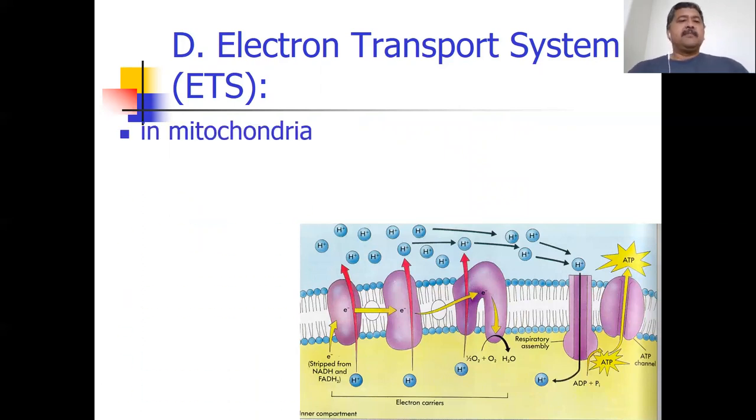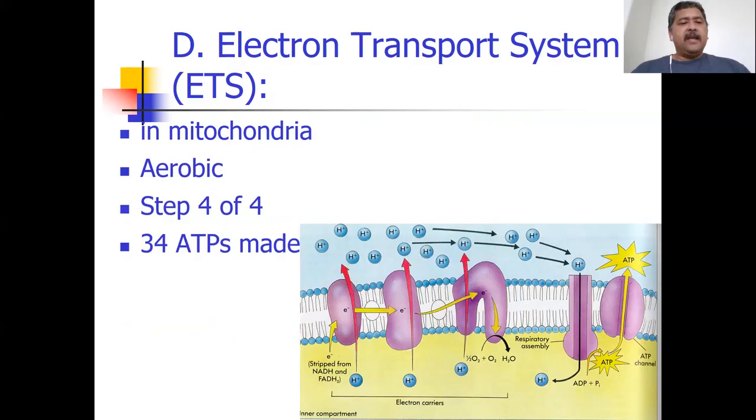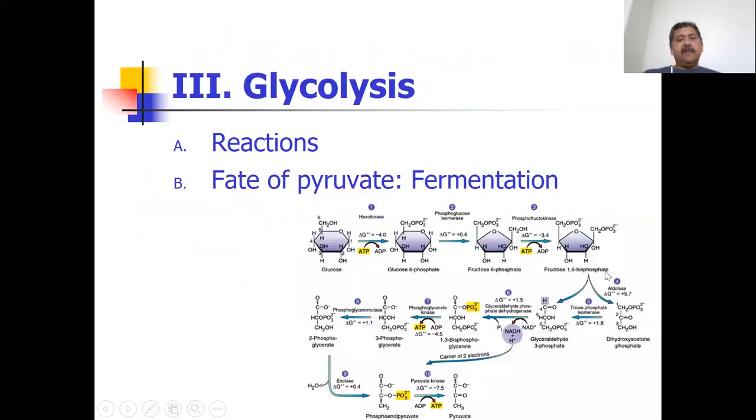So the electron transport system in the mitochondria is aerobic. It's the 4th step. And this is where 34 of the ATPs are actually made. You can see the proton pump. What you see in this picture is that you have a chemical gradient and you have an osmotic gradient. These protons want to go back into the matrix of the mitochondria, but they have to pass through this transmembrane protein, ATP synthase. When the protons pass through here, the ATP is generated.